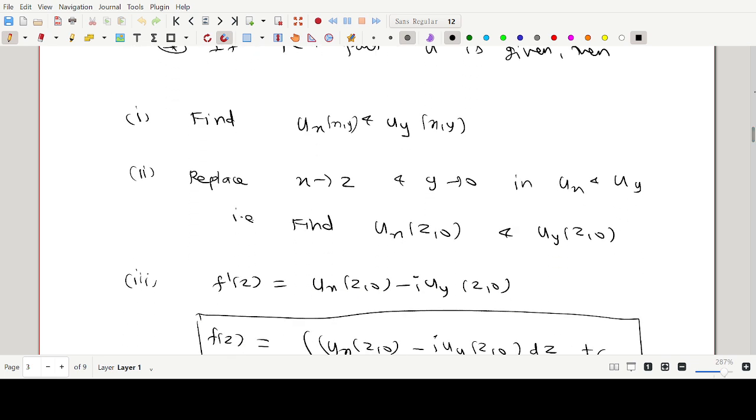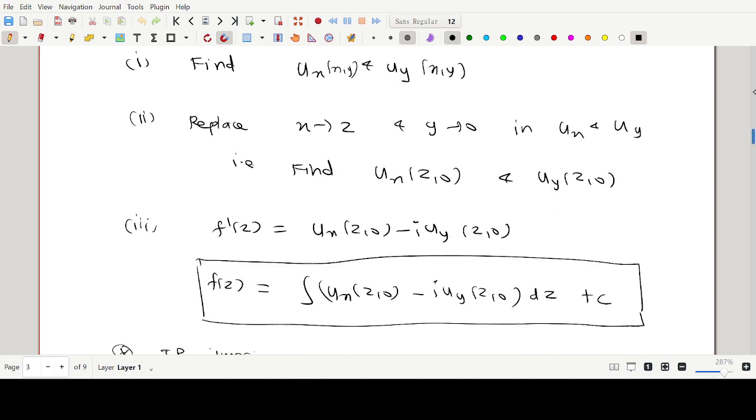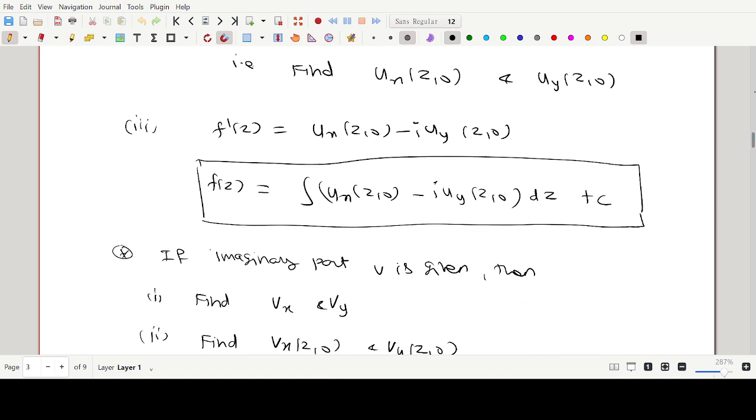First, find the first derivatives with respect to x and y. Suppose u is given, that means the real part is given, and then replace x with z and y with 0 in the first derivatives ux and uy, to find ux of z comma 0 and uy of z comma 0. Then write this formula: f dash of z is equal to ux of z comma 0 minus i uy of z comma 0. I get this by using the CR equation, and this is our corresponding analytic function formula. If you integrate once, we get f of z. So this is the formula.